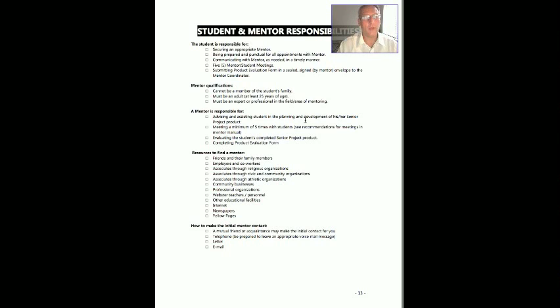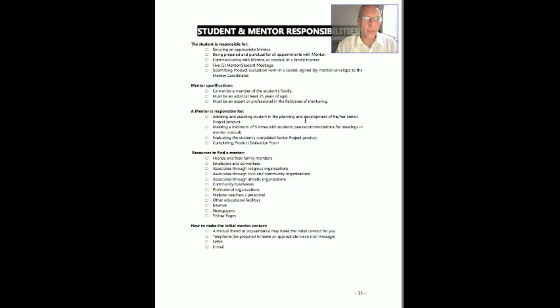The mentor is responsible for advising and assisting, and I said one of the first things that a mentor should do is help you write your plan of action and your proposal. They're responsible to meet with you 5 times and evaluating your product and completing the evaluation form on time. There's lots of places to find mentors. Here's a list here. I'm not going to read through them.